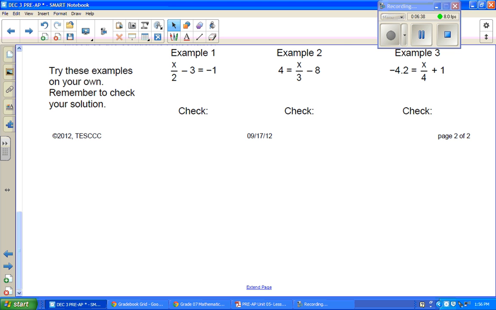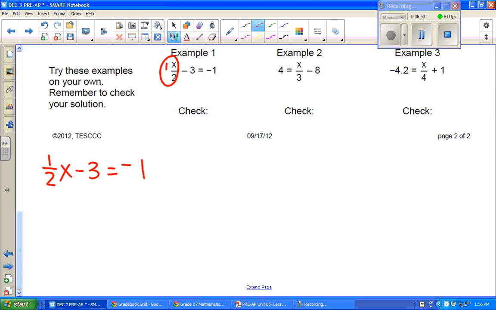The first problem, I like to rewrite my problems whenever I have a fraction like this, because I know in front of this x is a 1. So I'm just going to rewrite it. A half of x minus 3 equals negative 1. Okay? And if you care to rewrite it this way because it's easier for you, that's perfectly fine. I have half of an x minus 3. I'm going to undo this subtraction first by adding 3 to the left side, adding 3 to the right side. I'm going to see how far that gets me.